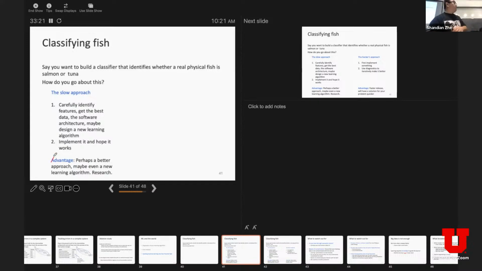So for doing research, this is a good choice, because you're trying to carefully design every step and then combine them together. But in practice, this is often not favored.